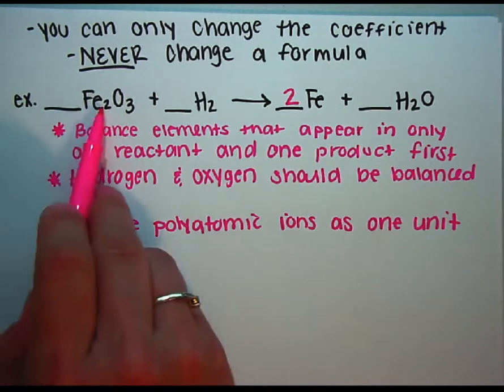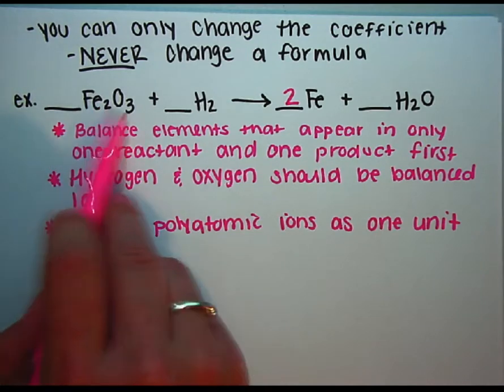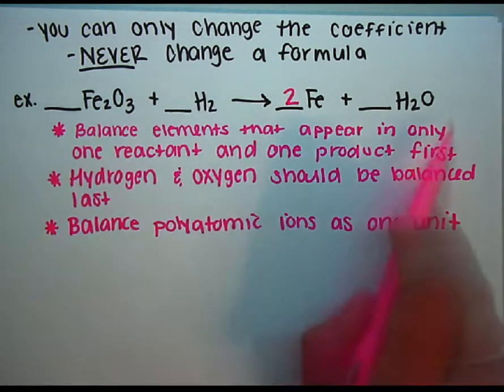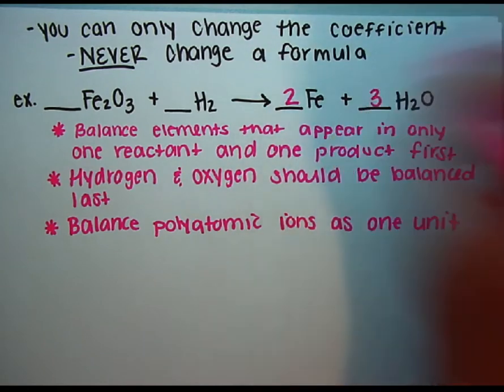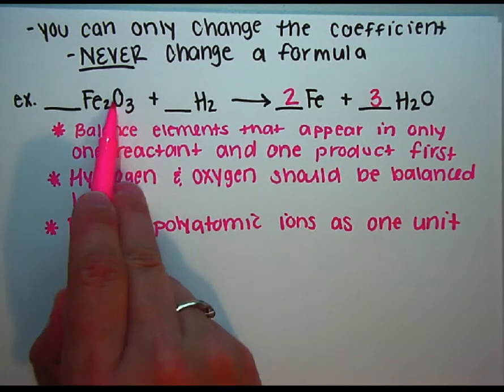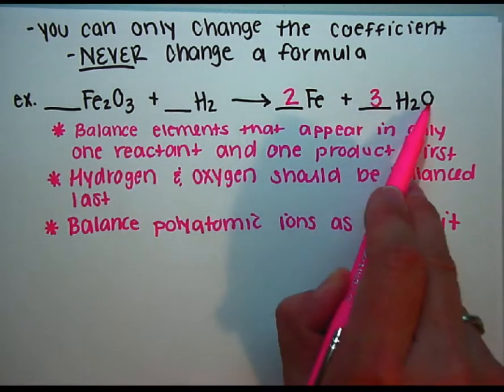Next, I balanced my iron, so let's now go to oxygen. Here I have 3 oxygens. Here I only have 1. They need to be the same on each side. So I can add a coefficient of 3. Now I have 3 oxygens on the left, 3 oxygens on the right.